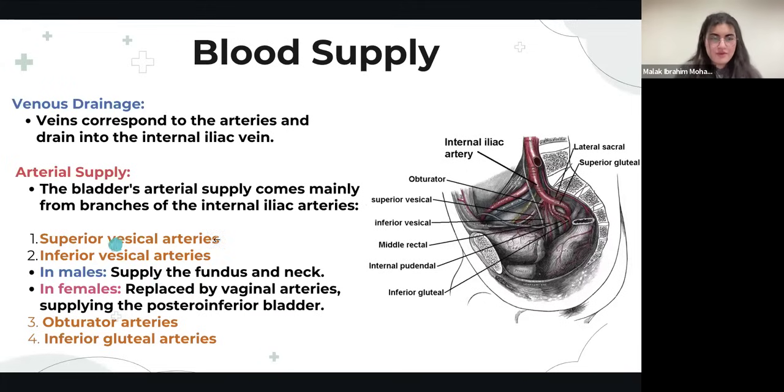So you have the superior vesical arteries, the inferior vesical arteries, the obturator arteries, and then the inferior gluteal arteries. That's kind of all you need to know. The venous drainage is the same, so they correspond to the arteries, and all of these drain into the internal iliac vein, whereas all these arteries that we discussed branch off of the internal iliac arteries.